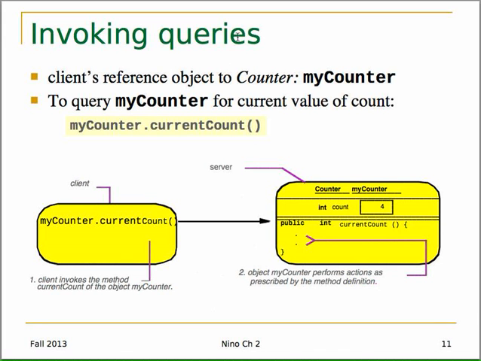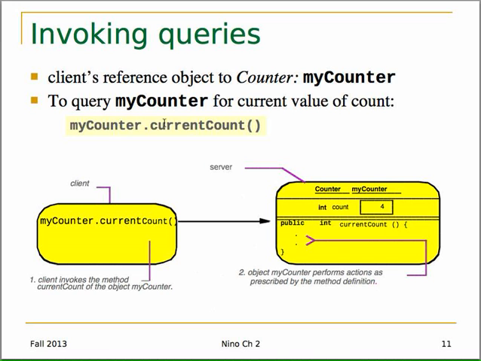So how do you invoke a query? You have to have a reference to a counter object. Let's say my counter. And to query my counter for the current value of count, you just use the name of the object, the name of the variable, my counter dot current count. That's it. That's all it is.